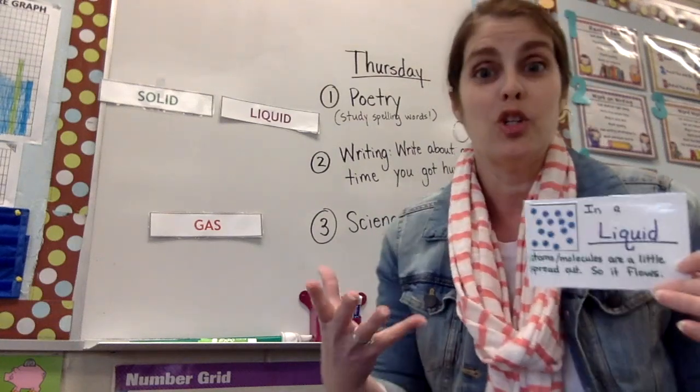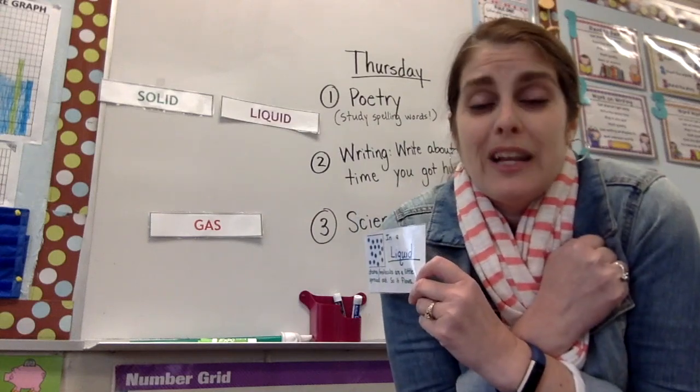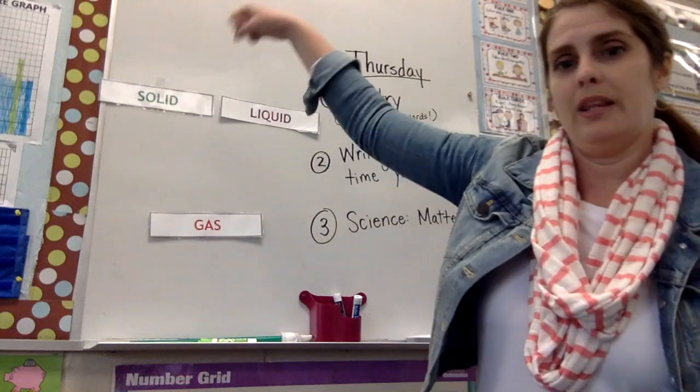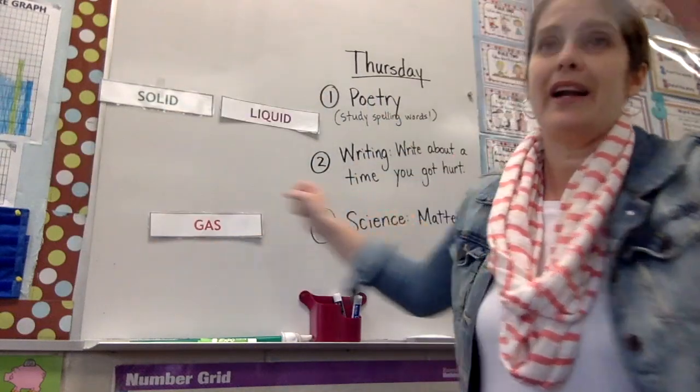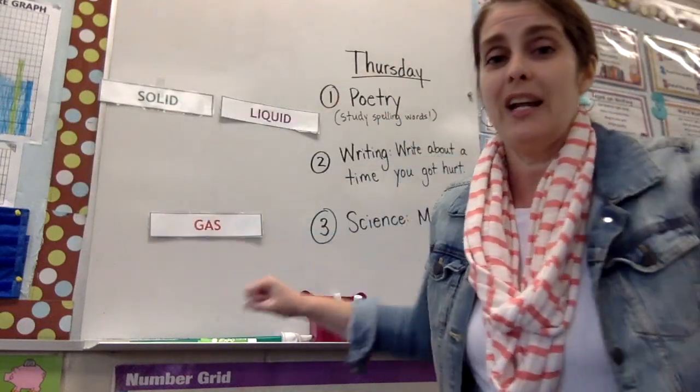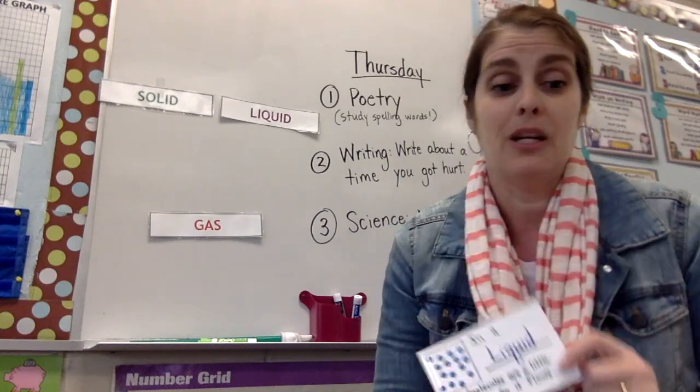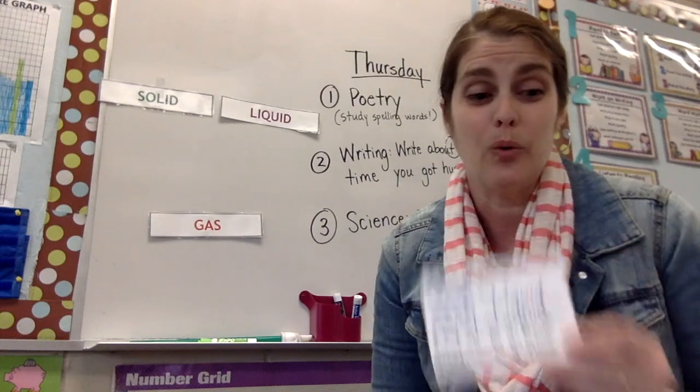So if we could do this in our room, instead of being really close together like a solid, I'd say hold hands, but you can go like this. So you could spread out. You're still holding hands, you're still kind of together, but you could flow much more easily, right? Because you're in a liquid. That's what a liquid would be.